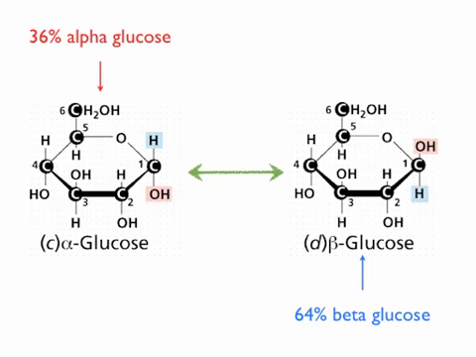If you had a solution of glucose in water and counted up all the molecules of glucose, what you'd find is that about 36% of them are the alpha glucose type, and 64% of them are called the beta glucose type. If you look carefully, what you'll see is that the difference between these 2 types of glucose is the position of the OH group on the number 1 carbon in the ring.